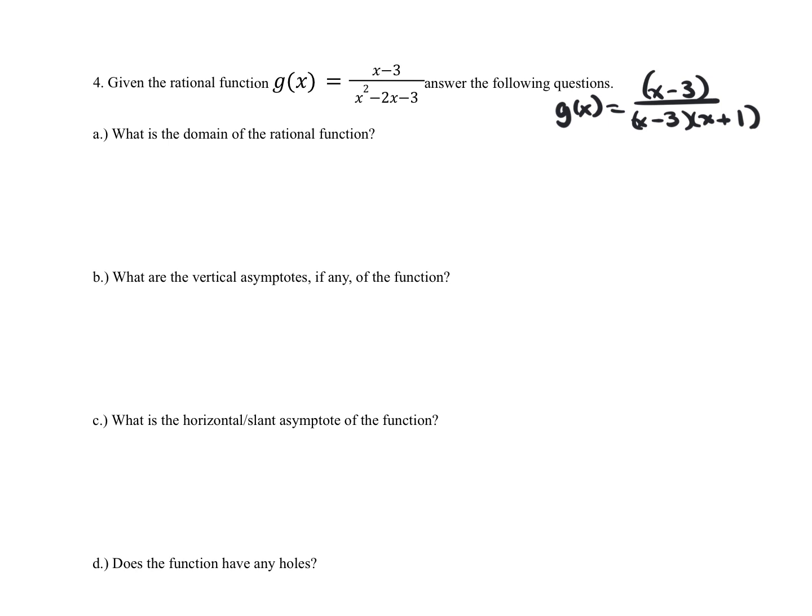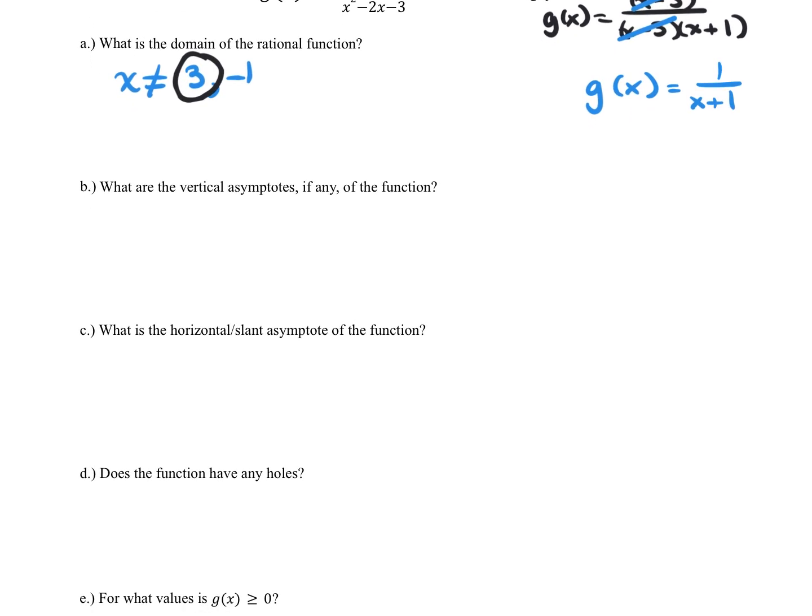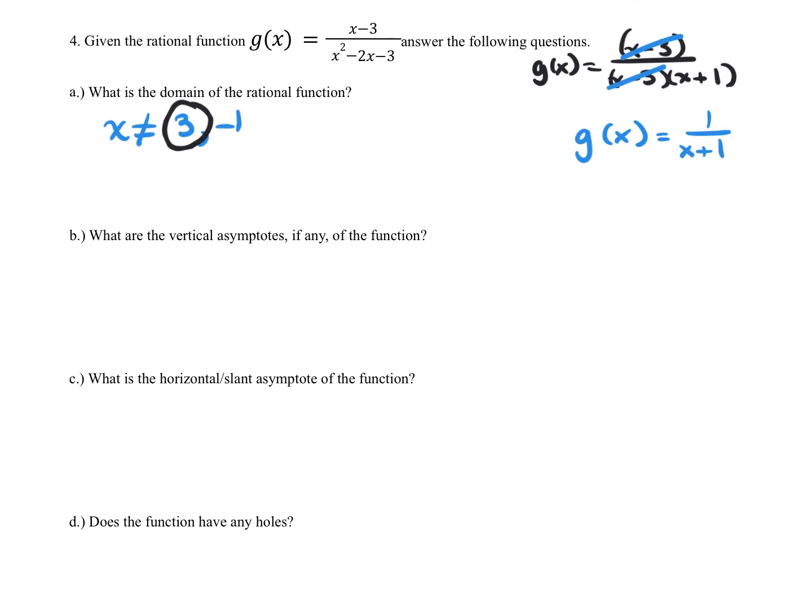So I can see that the numbers that x can't be are what makes the bottom 0, which is 3 and negative 1. Now obviously something will cancel here. You'll notice that we cancel out an x minus 3 to give a reduced form of simply 1 over x plus 1. So the 3 that cancels out is going to make our hole. So that'll be for D. So we can jump down and do that first.